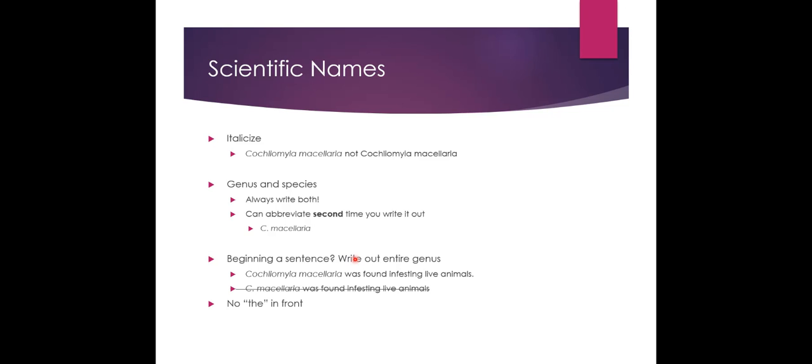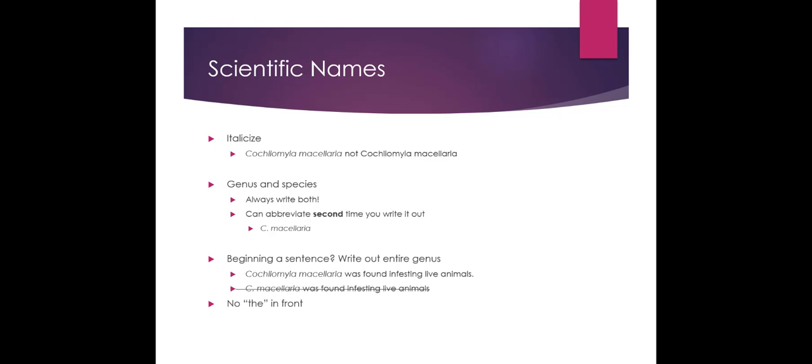The only exception to this abbreviation: you never abbreviate a genus when you're starting a sentence with that genus. So if you're beginning a sentence with Cochleomya macellaria, even after you have introduced this genus and species, you always spell out the genus. So do not put a C period. Don't abbreviate at the beginning of a sentence.